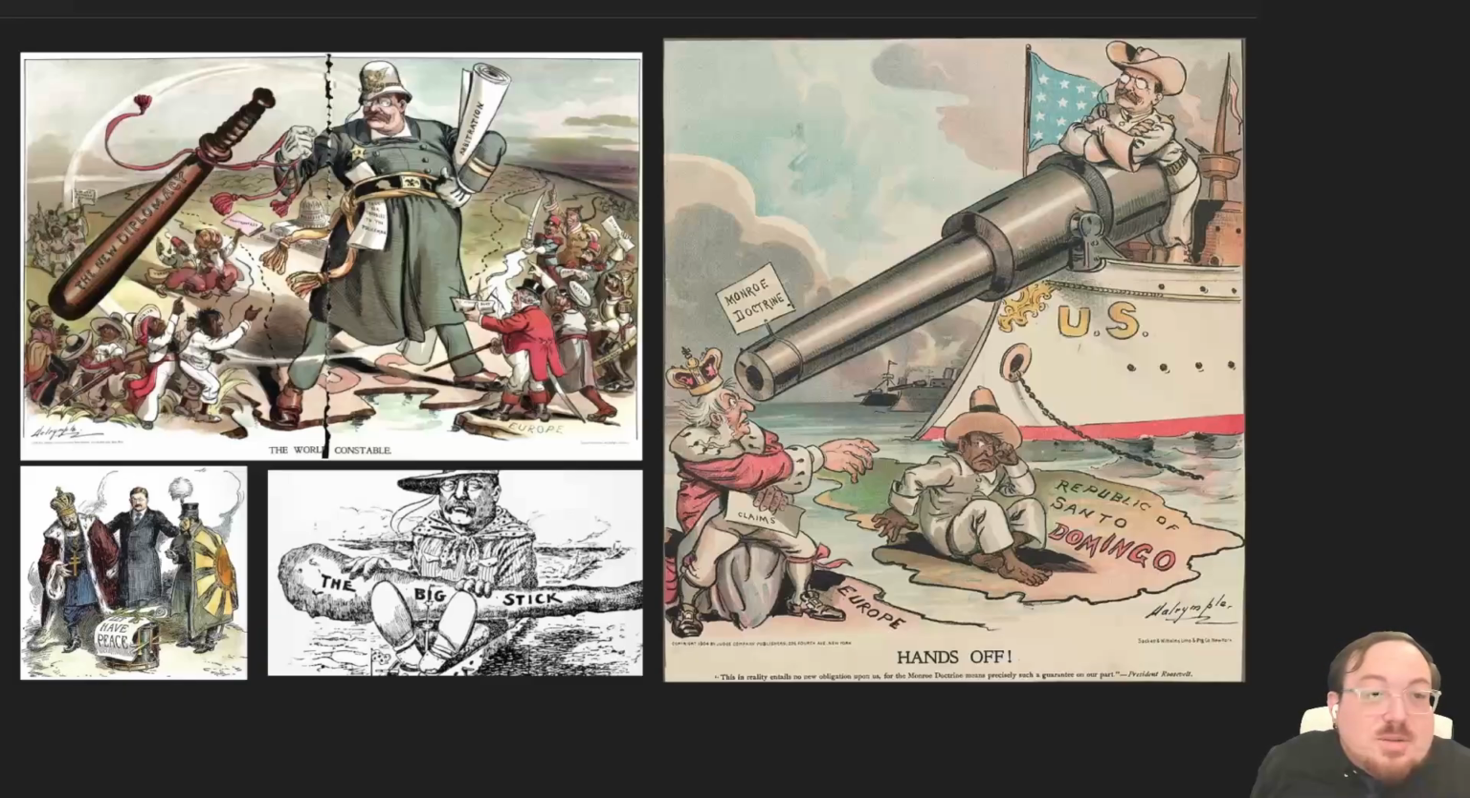You have this political cartoon showing Roosevelt sitting on a boat carrying his big stick, and you have this political cartoon about the Monroe Doctrine and the Roosevelt Corollary showing us using our power, using our military to sort of tell Europe to keep its hands off the Western Hemisphere. And this comes after the Republic of Santo Domingo defaults on a bunch of loans, and the French and British basically try to take it over. That's when Roosevelt says, actually, no, we're not going to let you do that.